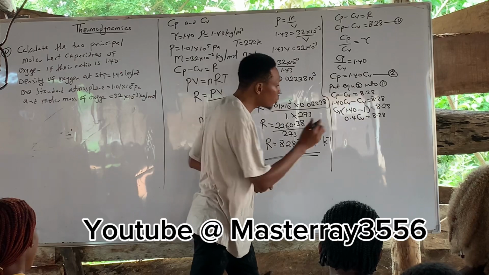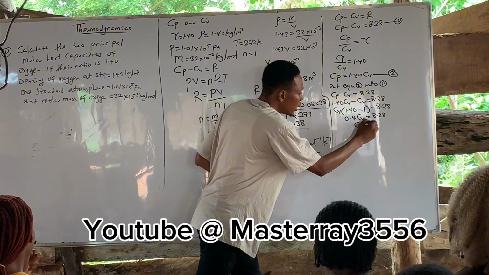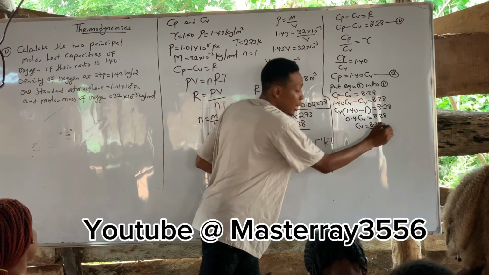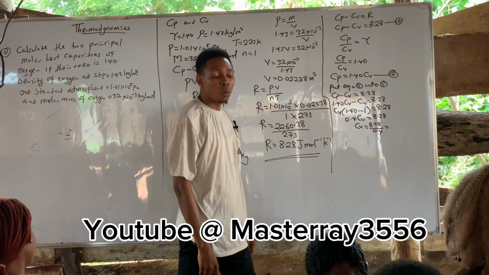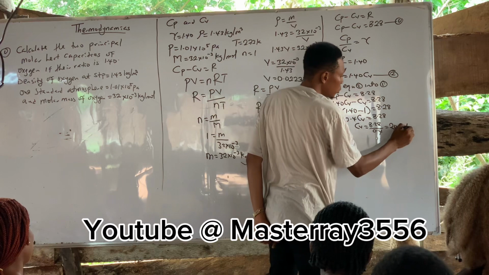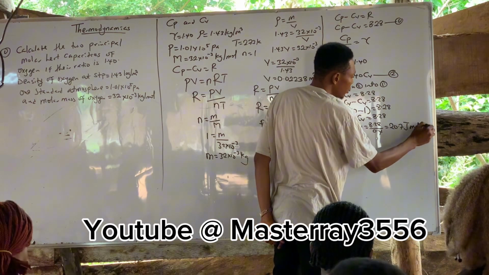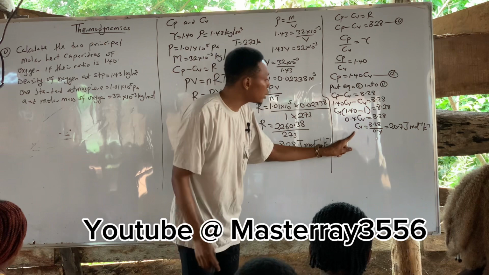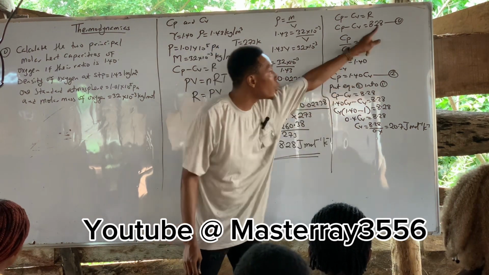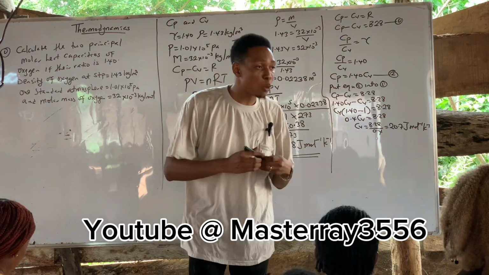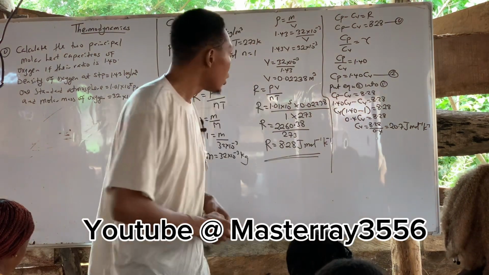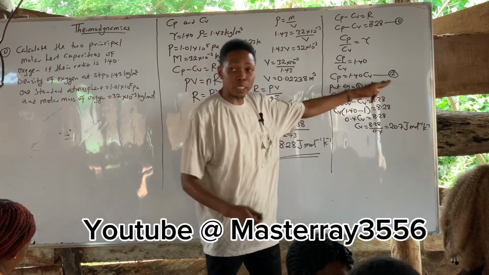Are you following? So from here, our Cv will be equals to 8.28 divided by 0.4. So what do we have? 20.7 joule per mole per Kelvin. All right. Now that you got your Cv, you can now put your Cv into any of the equations. You can put it in equation 1. You can put it in equation 2. You still arrive at the same answer. So we just put it in equation 2 because it's easier, right?